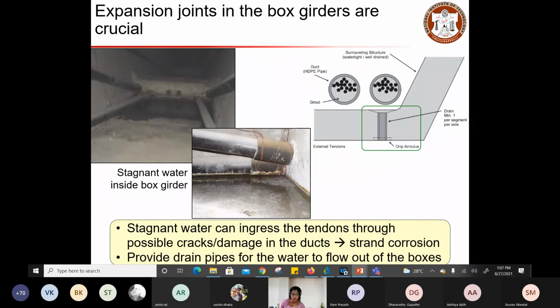When you have such a thing, and if water enters into it, you will observe such stagnant water inside the box girder. Through the expansion joints, water can enter, and that will lead to such water stagnation at that point. So these become critical points now, and this will lead to damage to your duct, and then it would react with your strand for the corrosion initiation. So what you have to do is provide proper drainage pipes so that the water can flow out from the system.